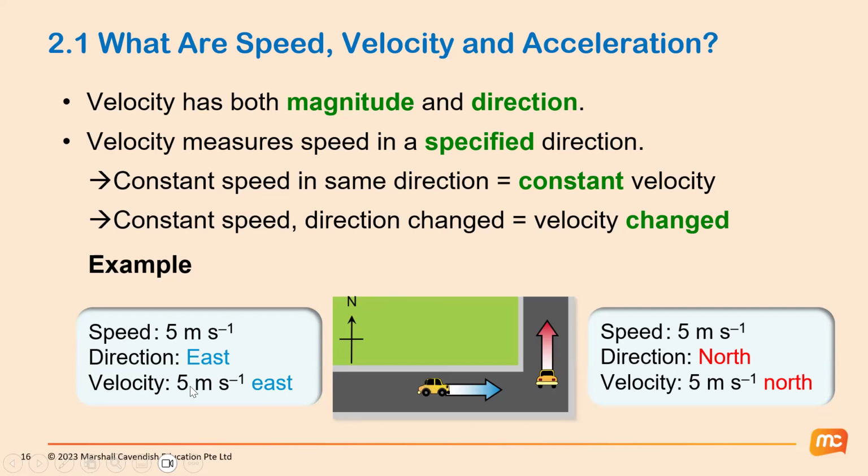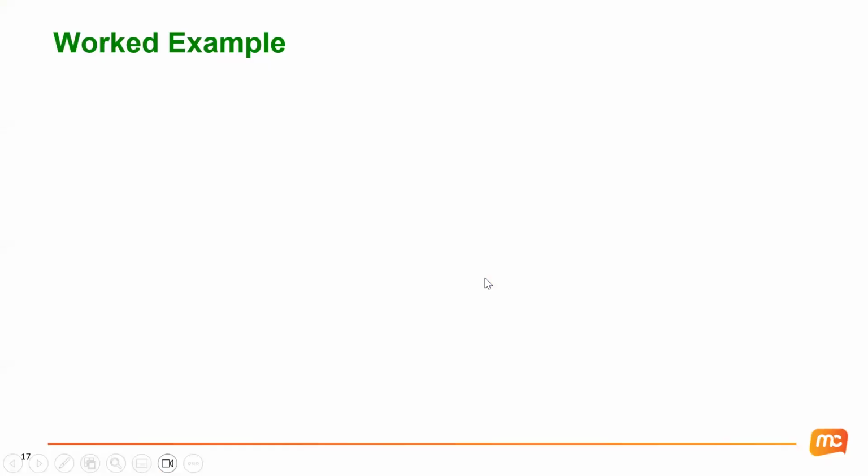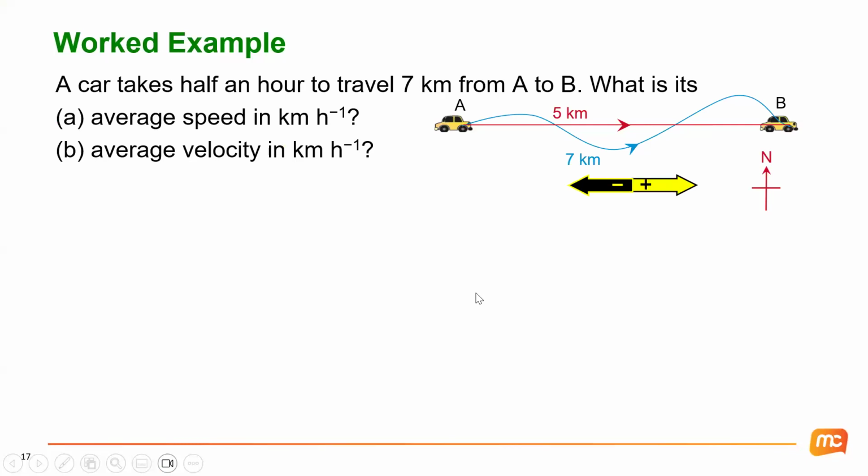So my velocity, remember velocity is a vector, so the direction must be stated. So when I say the velocity at the start is 5 meters per second due east, and then after that the velocity changes because now it is still 5 meters per second, but it is due north. Okay, next word example, you can take a look at this. You may pause the video to think for a short while.